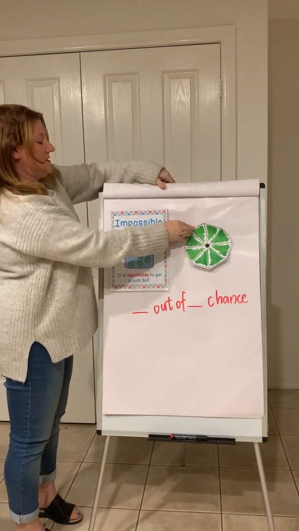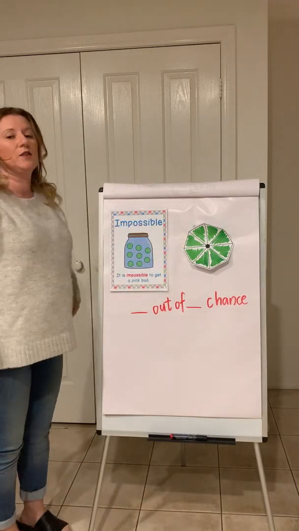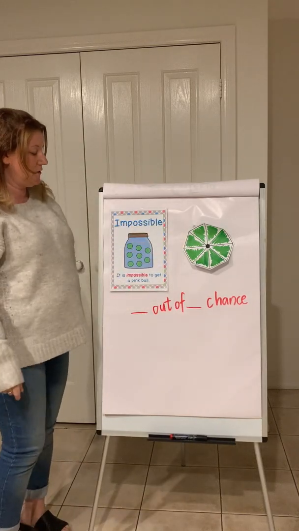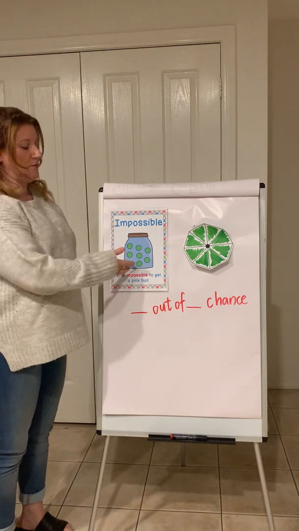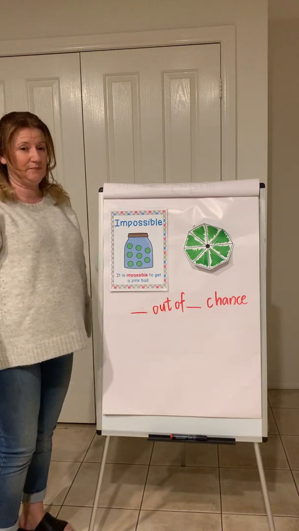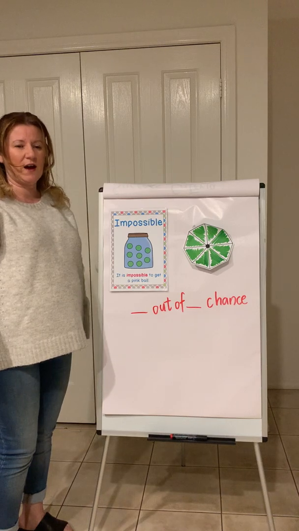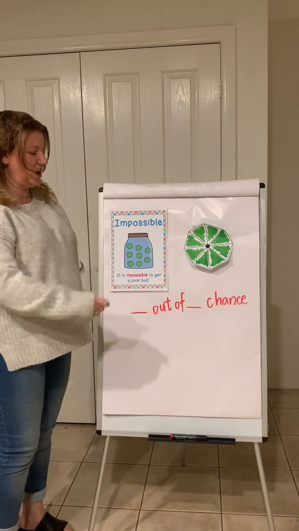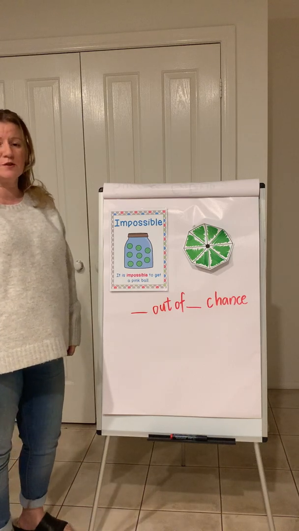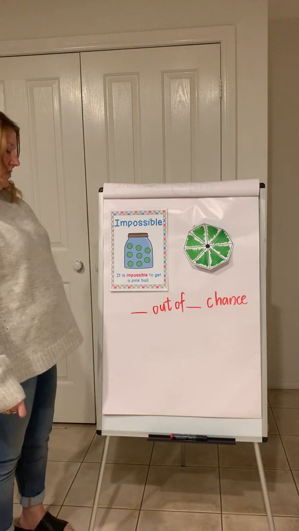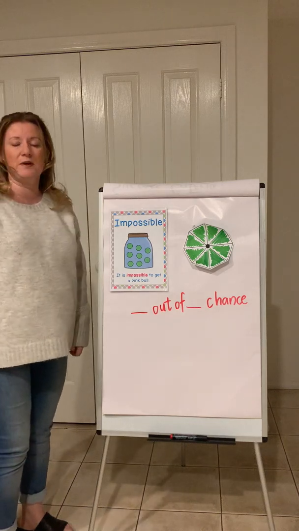So we're going to start with the word impossible. Now over here you can see I have a jar of marbles. You can see that they're green. Could I pick a pink marble out of that jar? I don't think so. That would be impossible because there are no pink marbles in the jar. So it's impossible to get a pink marble.